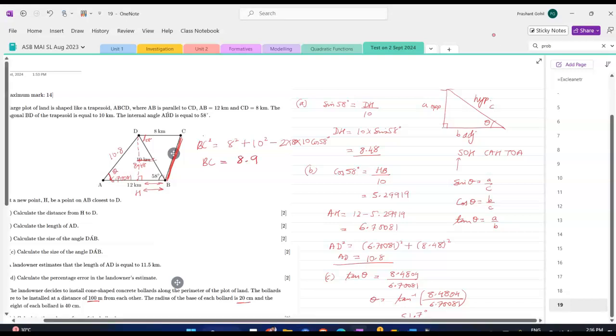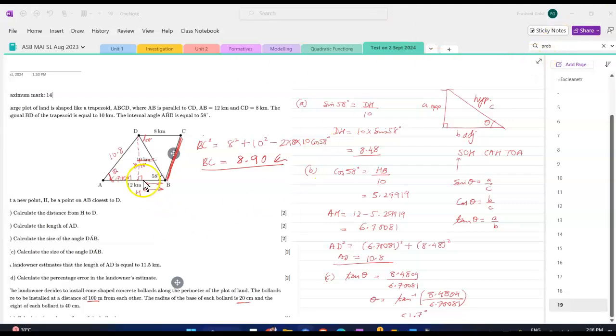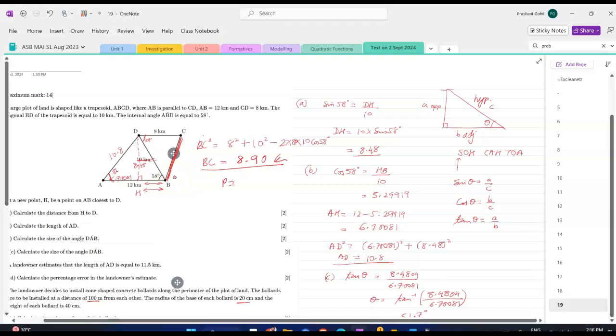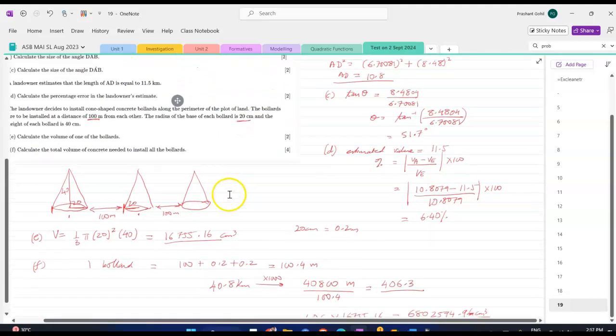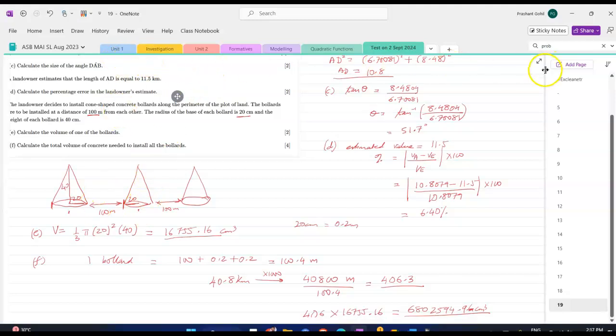How can it be 8.9? 8.900, okay, 8.90. They must have got that only. Now the perimeter would be what? You add all the boundaries, as I told you last time. Correct? You add 12 plus 8.9 plus 8 plus 10.8. That's how much? 39.7.